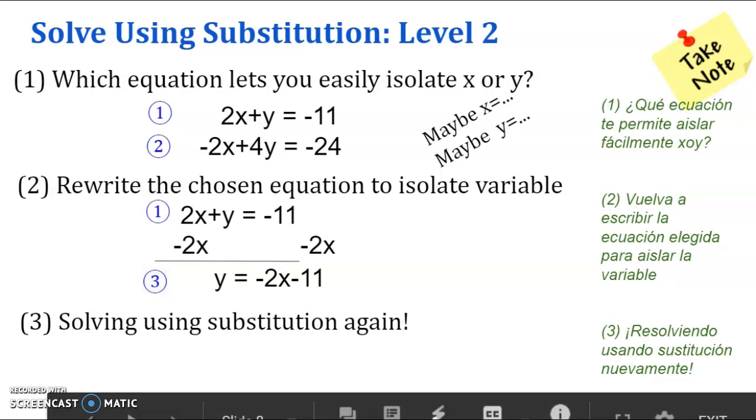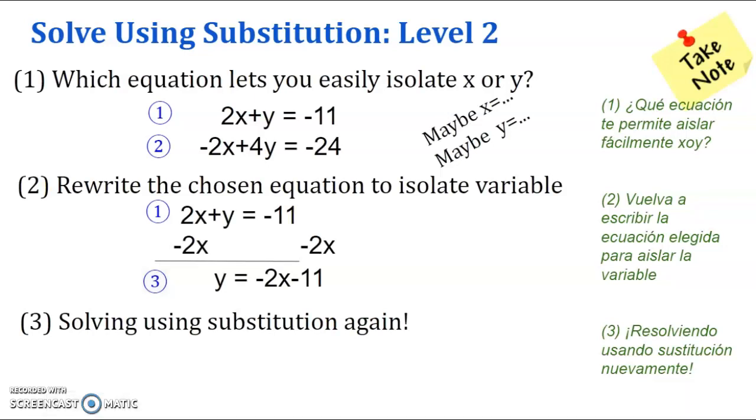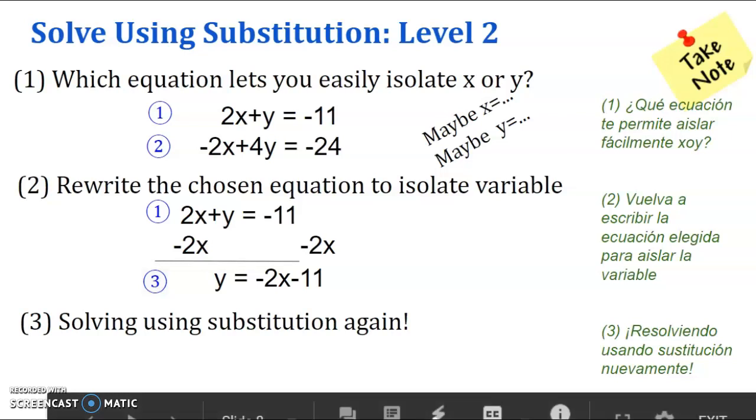So looking at this, I'm going to choose the first one because why? I see that y is already there. The only thing I need to do is get rid of this 2x, and that's what I do here. And so then I come up with y is equal to negative 2x minus 11. So this is a new equation, so we call this equation 3, but this is really equivalent to equation 1. So this is the same as equation 1, it just looks slightly different. It's the same equation, just a different version of it.